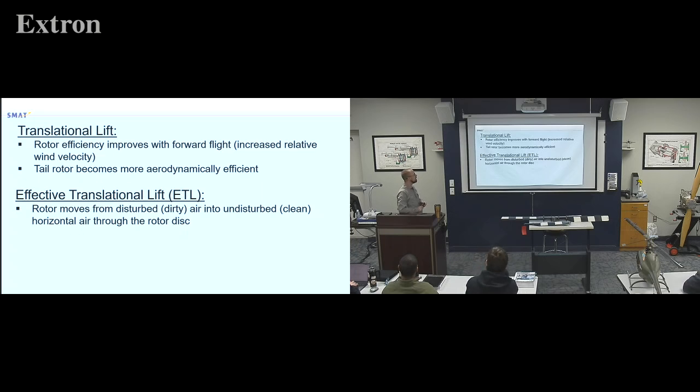Okay. Here in this case, we need air across the rotor plane or rotor disc itself to get lift. No airflow, we're akin to a rock, right? So as you have forward flight, the tail rotor itself becomes more aerodynamically efficient. Instead of sitting there trying to hover, we get this torque if we're just trying to sit there. Okay? Once we start moving forward, the tail rotor becomes more aerodynamically efficient, and then we get something called effective translational lift, where the rotor moves from disturbed air into clean, healthy air, right? Horizontal air through the rotor disc.